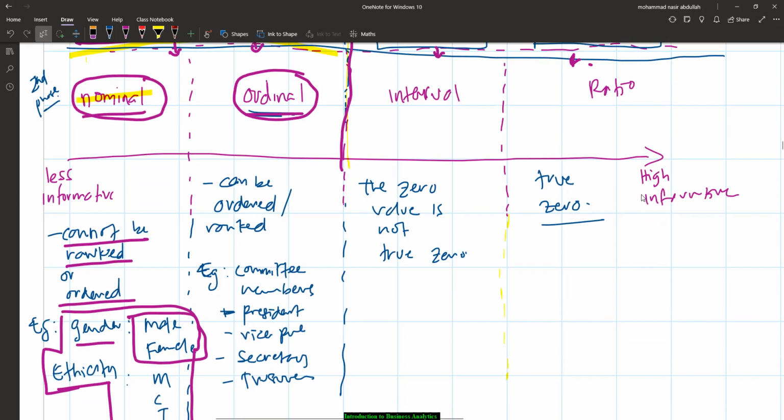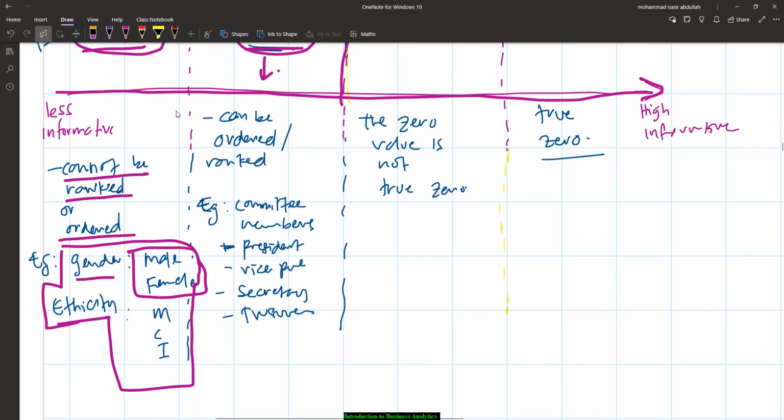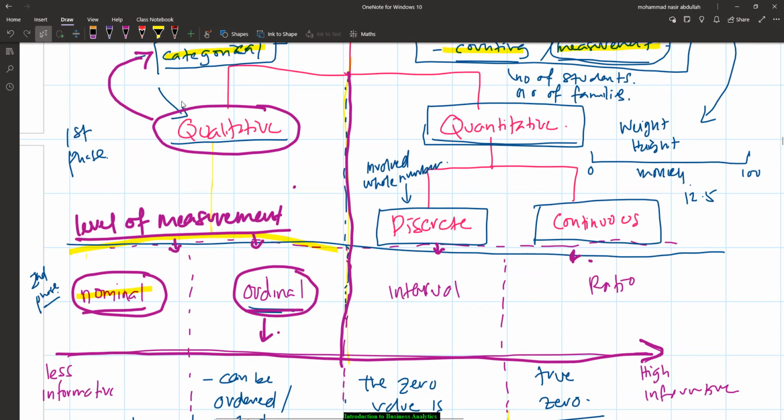So if you look into this scale, right? Nominal scale is less informative, ordinal scale is an upgrade of nominal, interval scale is informative, and ratio scale is highly informative. Now let's look at ordinal scale. Ordinal scale is a categorical variable because it still lies under qualitative variable. Right? It's a categorical variable.